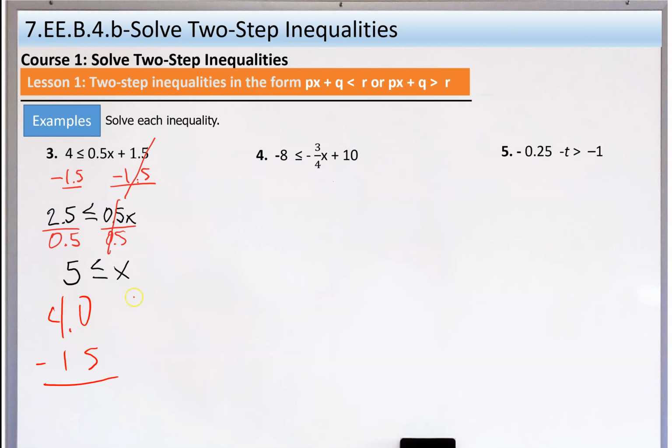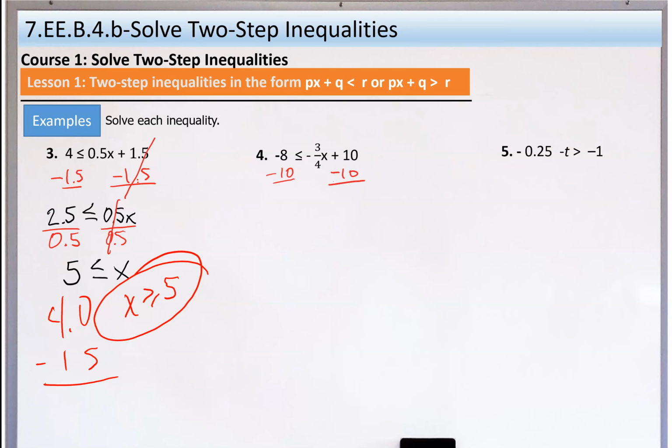It's hard for me to read that backwards, so it's also the same thing as this. You can say it both ways, but it's easier when you graph them to turn it around. All right, number 4. Again, we have a negative coefficient here, so be careful with your final answer.